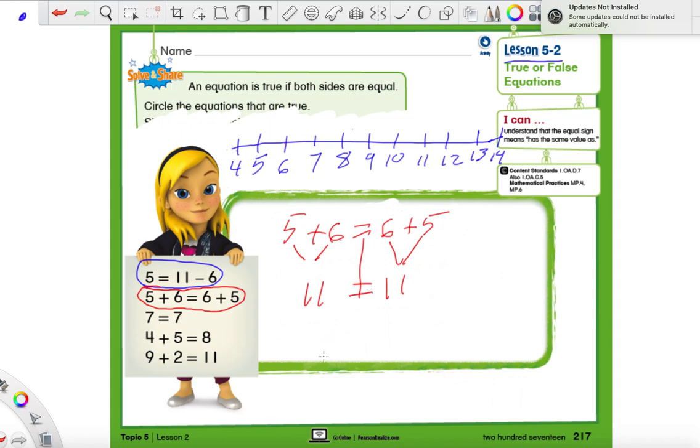And if you know your fact families really well, you'll see that these two numbers, they just swap places, so they're actually in the same fact family.